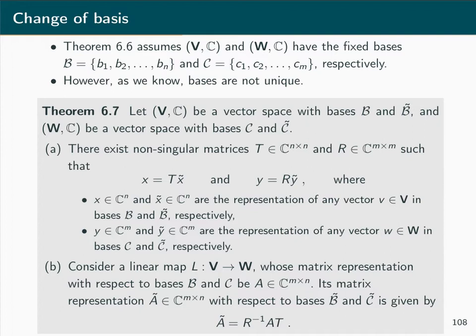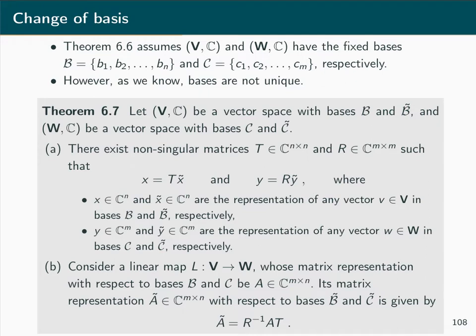A. There exist non-singular matrices T and R of appropriate dimensions such that x equals T times x tilde, where x is the representation of a vector v in the basis B, and x tilde is the representation of the same vector v in the basis B tilde, and similarly y equals R times y tilde, where y is the representation of any vector w in the basis C, and y tilde is the representation of the same vector w in the basis C tilde.